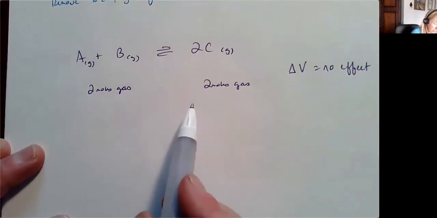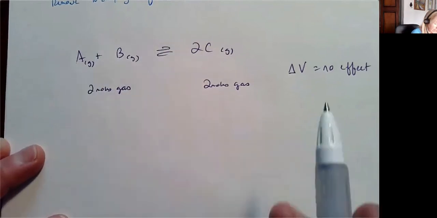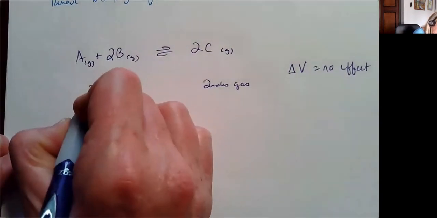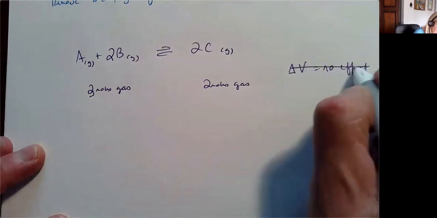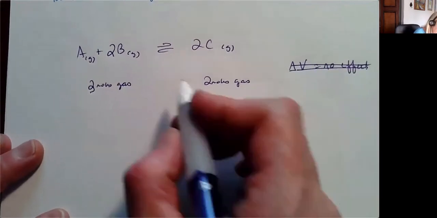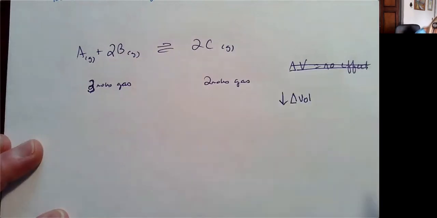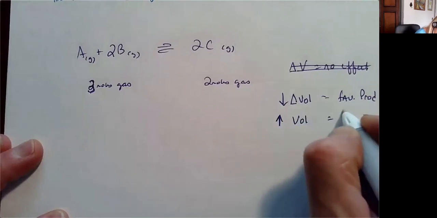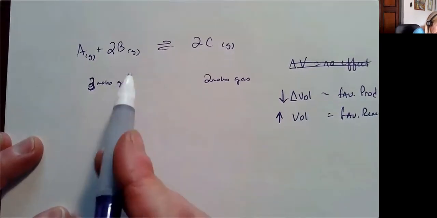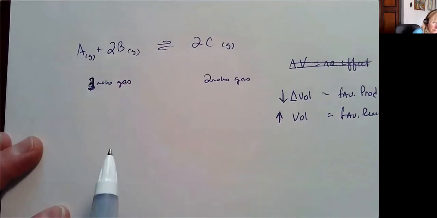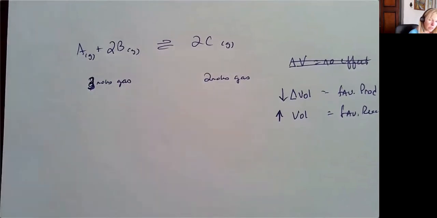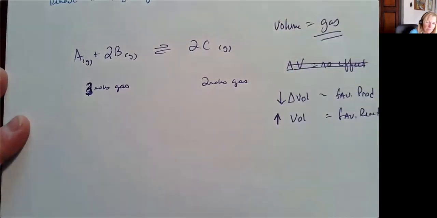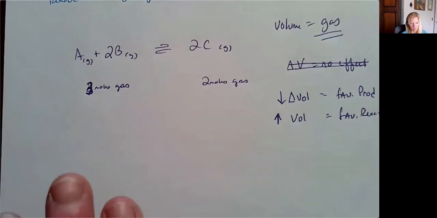And so if I change the volume, neither side is going to be favored. Now, let's say I have a 2 here. So now I have 3 moles of gas on this side and 2 moles of gas on this side. Now my change in volume is going to have an effect. If I decrease the volume, I'm going to favor my product. If I increase the volume, I'm going to favor my reactant. I can look at the number of moles of gas in my system, and that tells me if a change in volume is going to shift the reaction. So volume only has an effect if you have a gas. If you don't have a gas, then volume is going to have no effect at all on your chemical reaction.